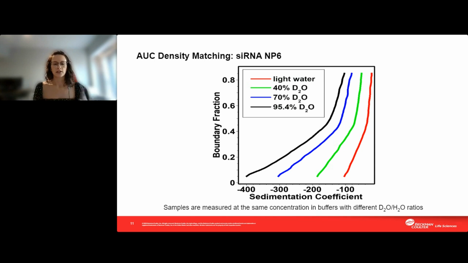And as you change the density and viscosity of the buffer, you're going to affect the sedimentation of your sample. In the software, we do not account for the change in density that the buffer has on the sample, and this then allows us to see a shift in the sedimentation pattern. So here you can see in red we have our NP6 sample measured in light water, and then as we add increasing amounts of D2O, we get faster flotation, seen by increasing negative numbers.